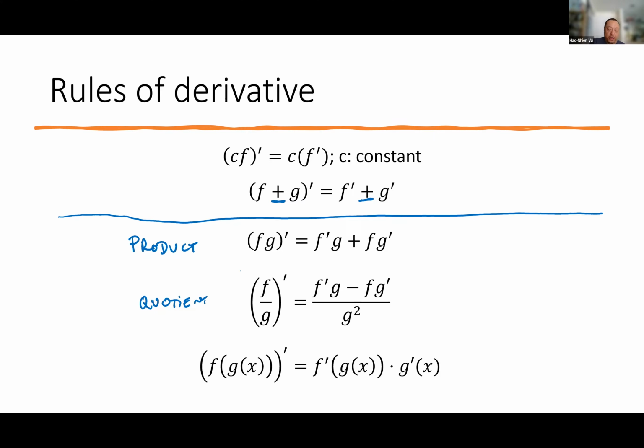And finally, the chain rule. The chain rule is super important. Almost every derivative you see in your calculus class, in your later calculus classes, in all your math classes and the science classes and engineering classes, if there's going to be a derivative at all, it will have the chain rule to go with it. So the chain rule is the most important rule of all.